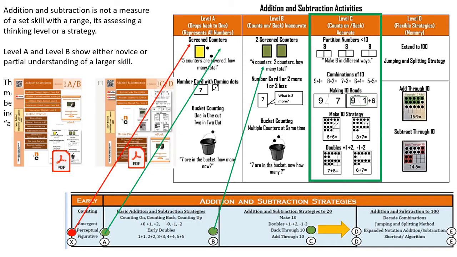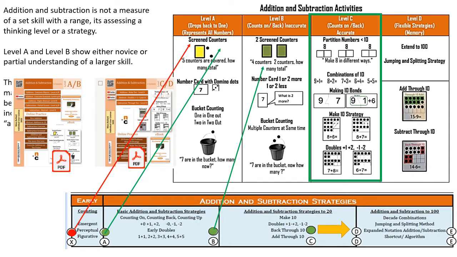Remember, addition and subtraction is not a measure of a skill set with a range. It's assessing a thinking level or a strategy. Level A and B show either novice or partial understanding of a larger skill. When you go through the materials, if someone tests at level A, you would use the materials at level A or level B, and so on, through level C and level D, because that's your goal.